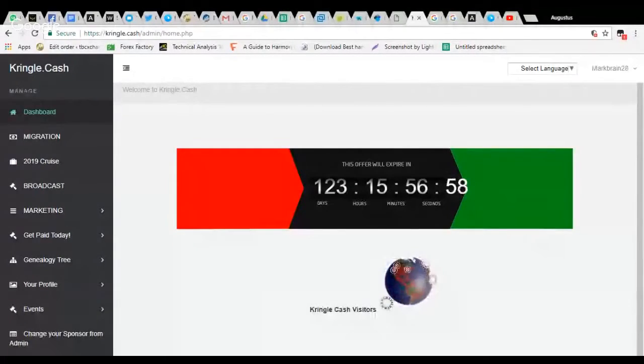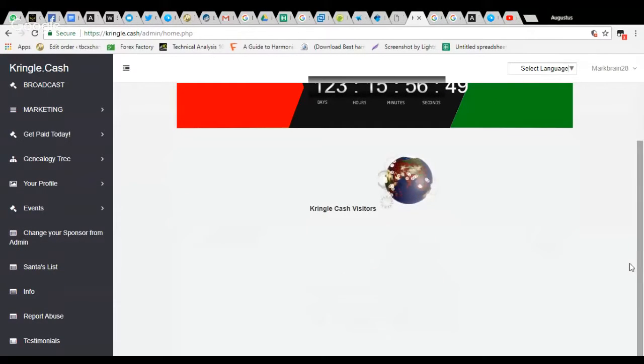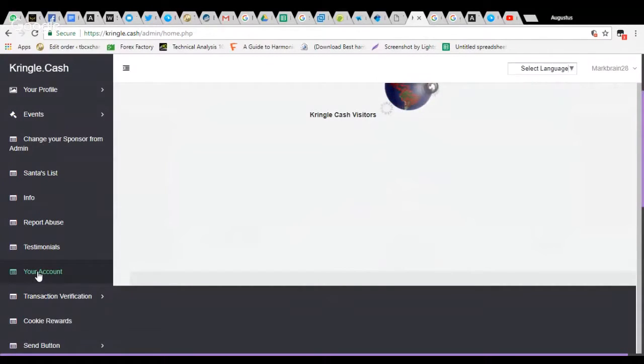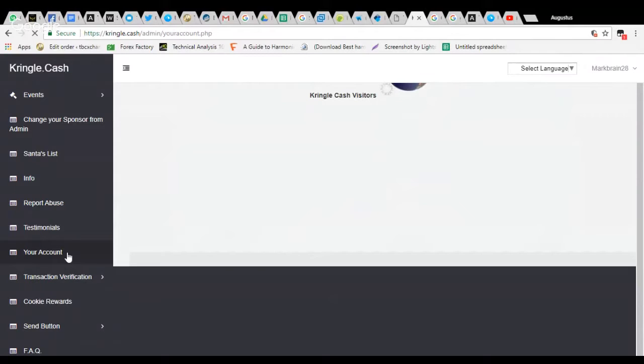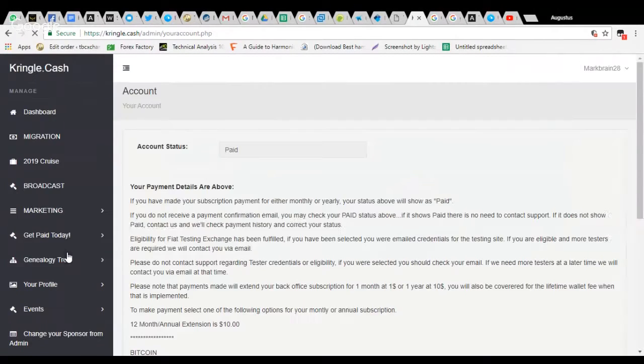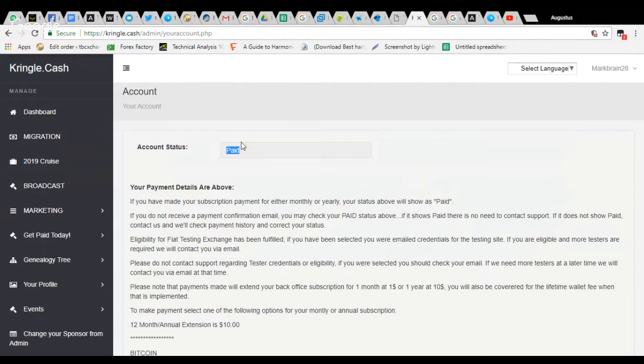So let me quickly share my screen for us to go through the process, step by step. Okay, this is my Kringle Cash wallet. First of all, before you go through the process, you have to come down to your account and make sure that your account status is showing paid. Okay, mine here is showing paid. That means I can go ahead and do my migration.